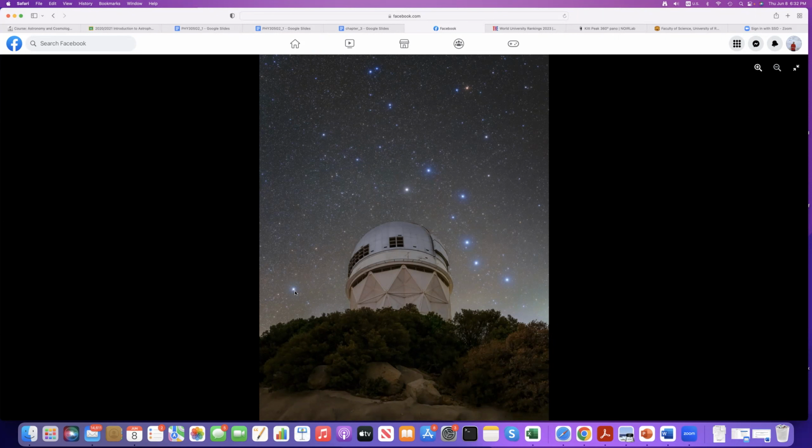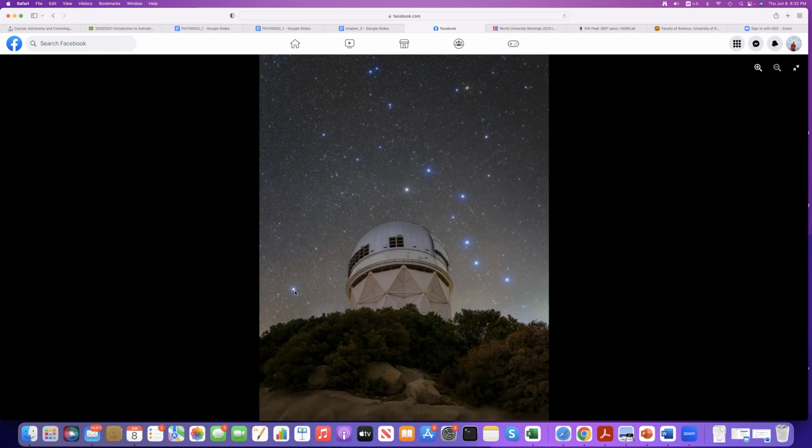But it is not the case for the other countries. For example, this Kitt Peak National Observatory is around 40-degree latitude, 40 to 45 degrees. So the North Star is kind of halfway, or in the middle, between the North Pole and the horizon region. You can see the North Star.